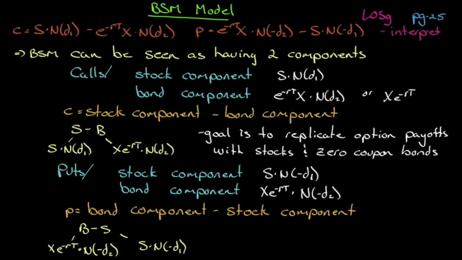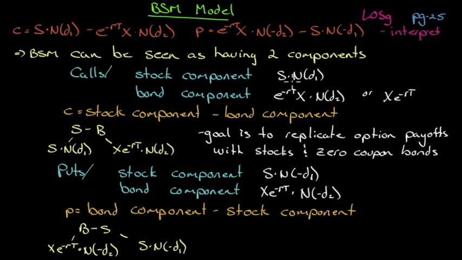That's all we're doing here, saying, to price this call, let's replicate it with the underlying. And if we can replicate the payoff of the call with the underlying, then the cost of the underlying must be the cost of the call, because by the law of one price, two assets that have the same payoff must have the same price. So the Black-Scholes-Merton model can be seen as having two components. Calls and puts both have the same components, a stock component and a bond component.